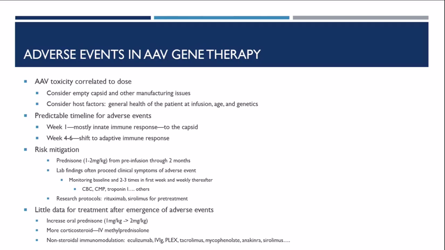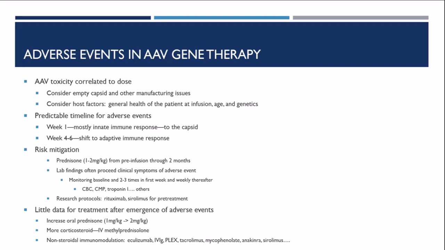But it's not just the vector itself. There are host factors that are important too: the general health of the patient at the time they're infused, their age, their genetics. But we do see some predictable timelines, and these cross over any AAV therapies. Week 1 is mostly an innate immune response to the capsid proteins, and then at week 4 to 6 we see some other responses, and we'll go through these in a little bit of detail. Those represent a shift to an adaptive immune response.